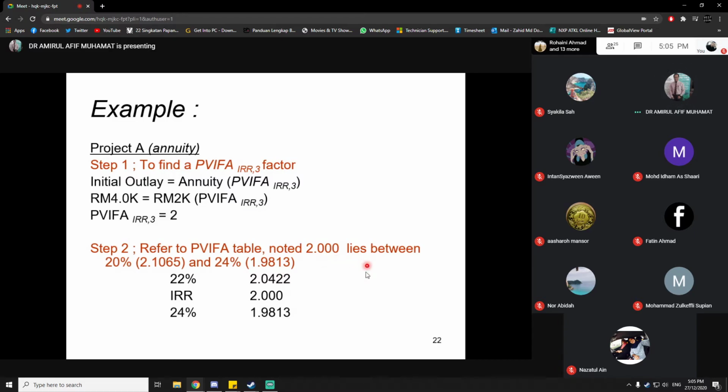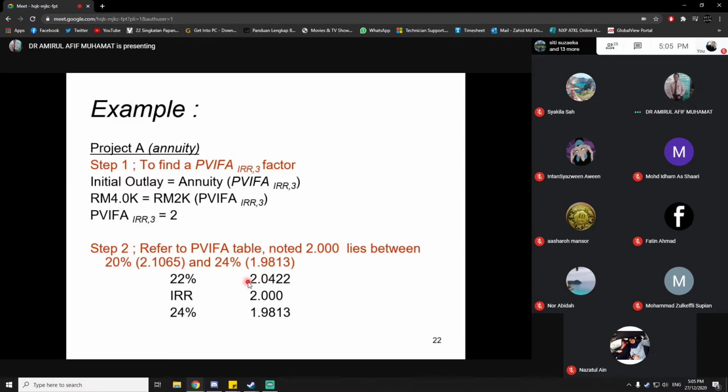Based on the table, if you look at it, you will find 2.00. This factor is actually between 1.9813 and 2.0422. So this factor is in the middle of 1.9813 and 2.0422.